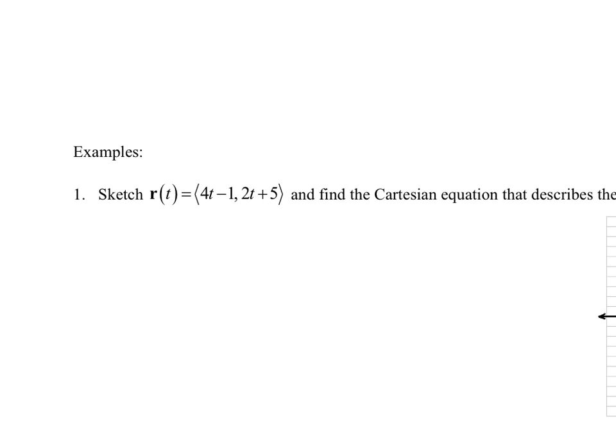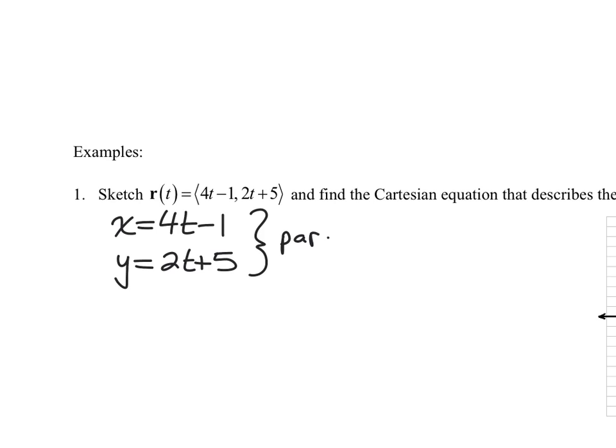This is saying that x is equal to 4t minus 1, all right? And y is equal to 2t plus 5. This is a set of parametric equations in 2 space. I'll write it this way: real space dimension 2, but it just means 2D.